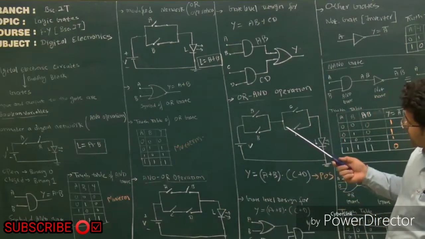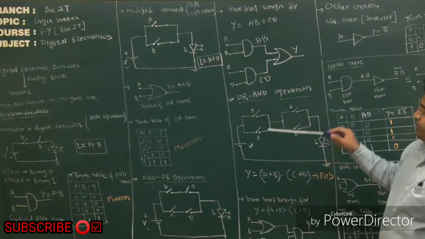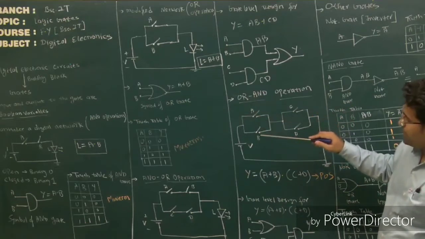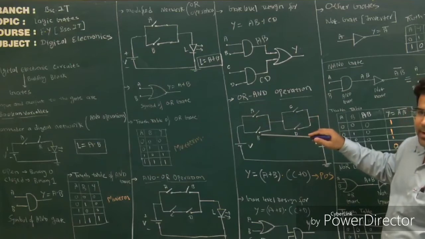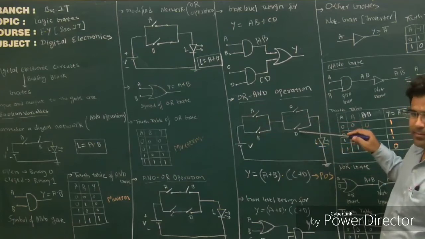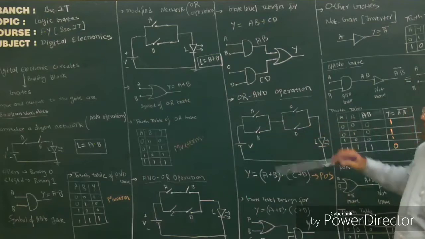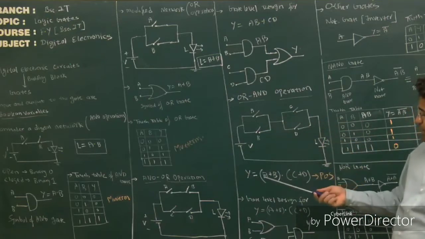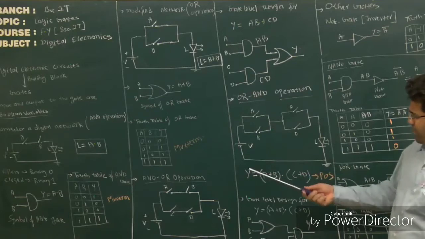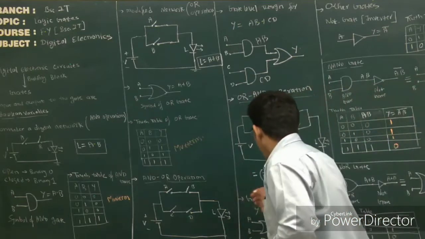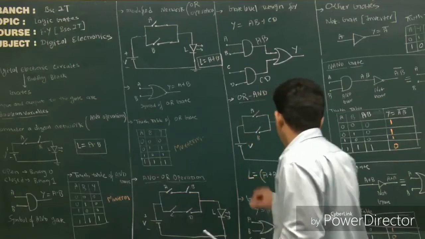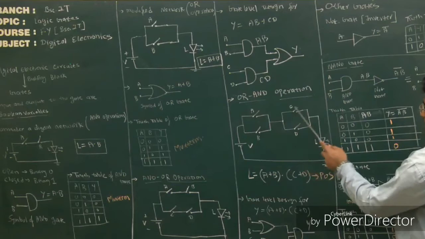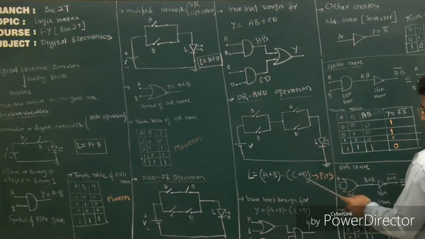One more example, OR-AND. Here I have just changed the position of switches A, B. A and B are in parallel, C and D are in parallel, and both of the configurations, or both of the networks, are in series with each other. So my expression will be L. L is equal to, to get a light, you will have the expression A plus B, C plus D, and multiplication.